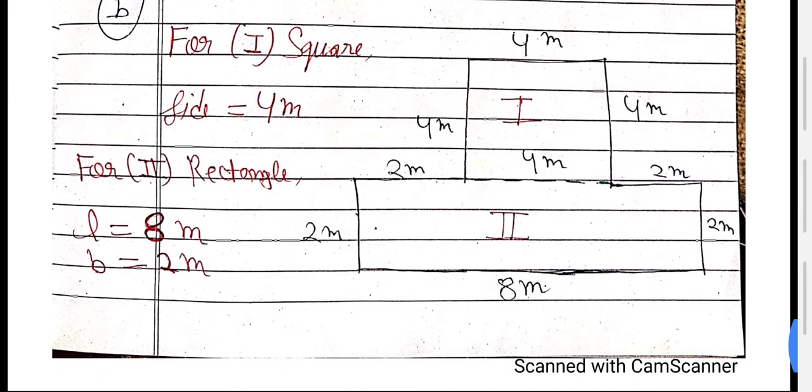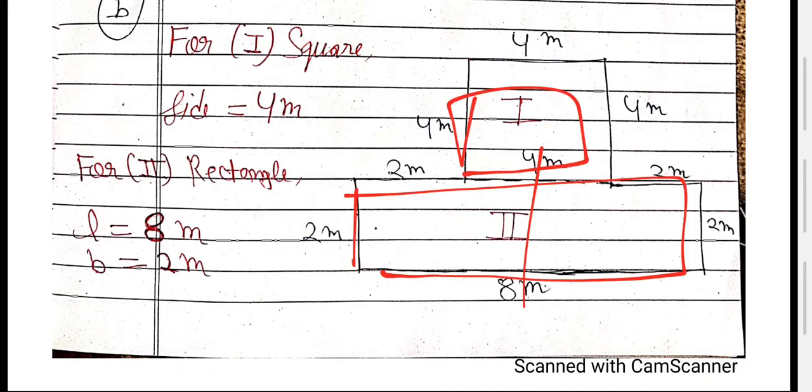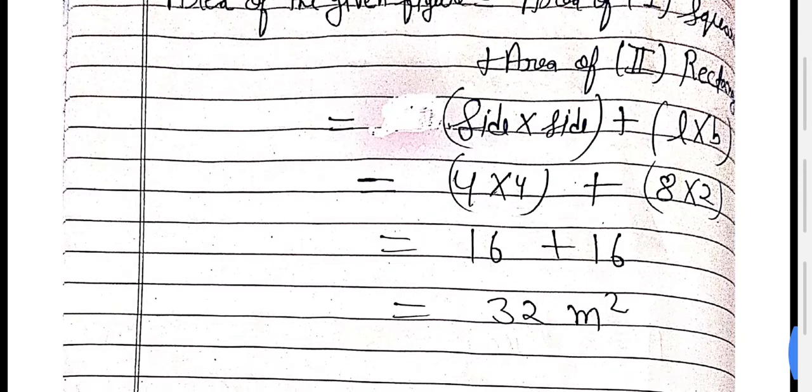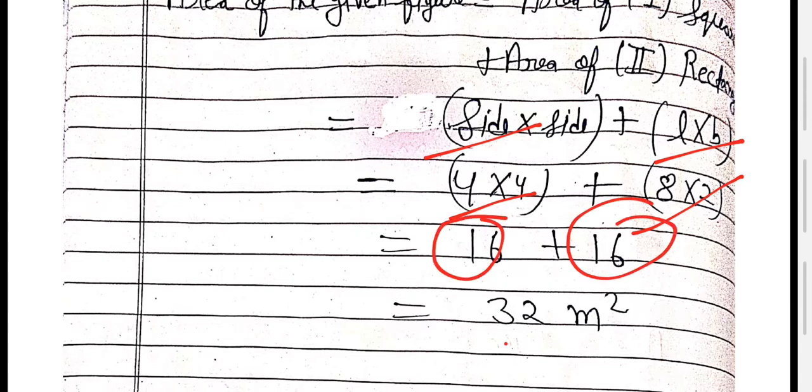So write here, for the first square, side is 4 meter, and for the second rectangle, length is 8 and breadth is 2. So first find the area of the square, second find the area of the rectangle. When you add, you get the area of the given figure. So area of the given figure is equal to area of first square plus area of second rectangle. What is the area of the square? Side into side, rectangle is equal to L into B. Now put the value, 4 into 4 here, 8 into 2, it becomes 4 fours are 16, 8 twos are 16, it becomes 32 meter square. So what is your answer?